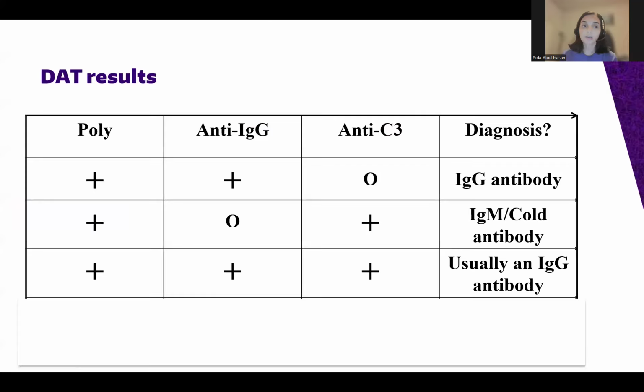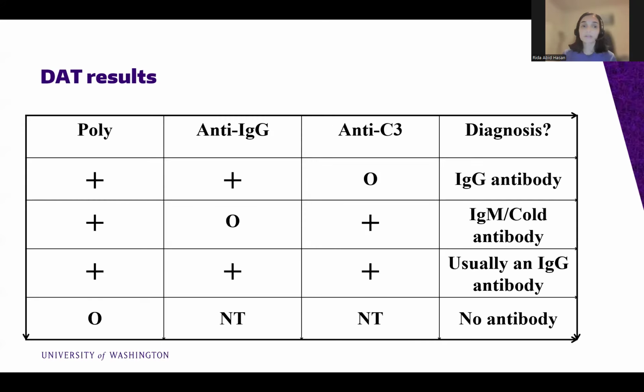Now, in this scenario, my poly is positive, my IgG is positive, and my complement is positive. And some people can have mixed type autoimmune hemolytic anemia where they have warm and cold antibodies, but that's actually not the most common reason we see this. The most common reason we see this is usually because of an IgG that can activate complement pretty well. So about 1/3 of warm autoimmune hemolytic anemias will actually have a positive complement.